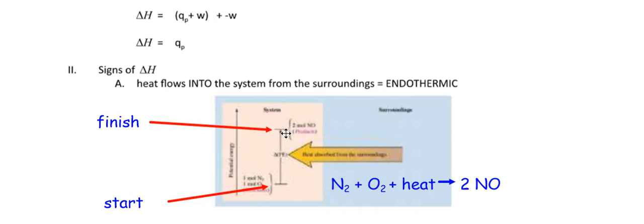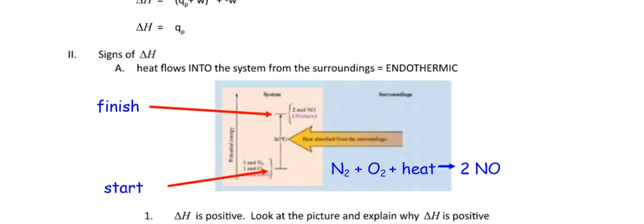So how would I write that as a reaction? If you look at the fine print in here, you're talking about 1 mole of nitrogen gas and 1 mole of oxygen gas making 2 moles of nitrogen monoxide. So if you are gaining energy, if it's endothermic, you put your heat on your reactant side of the arrow. Very important. So look at that. Delta H is positive. Why? Because final minus initial is a positive number.